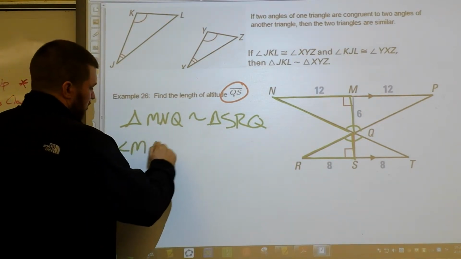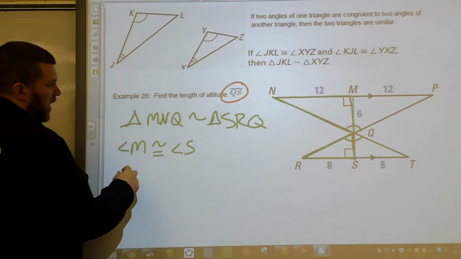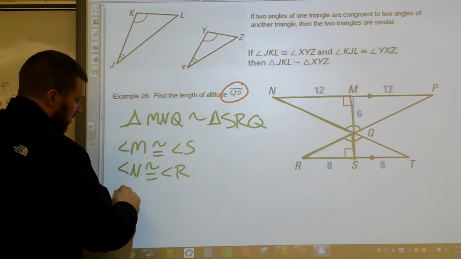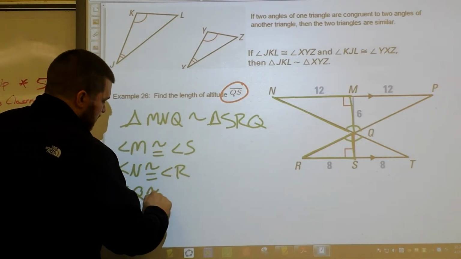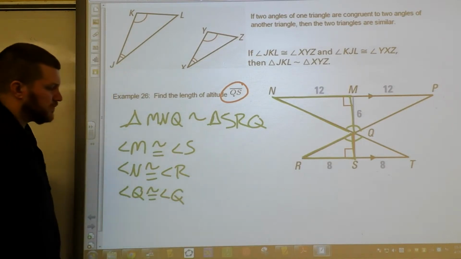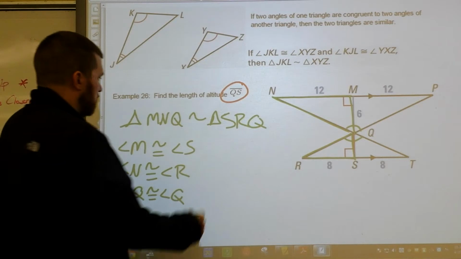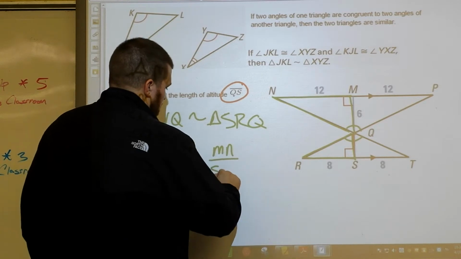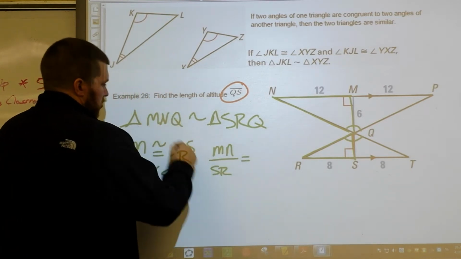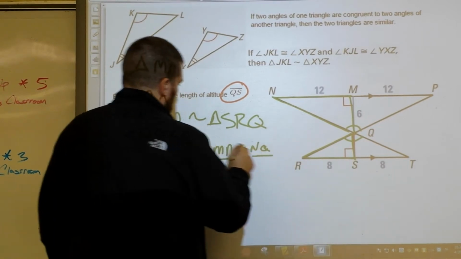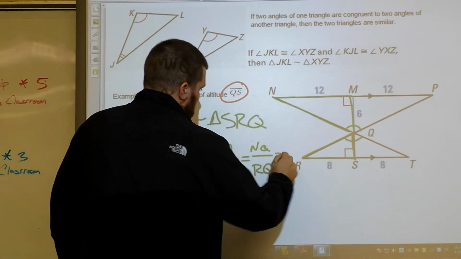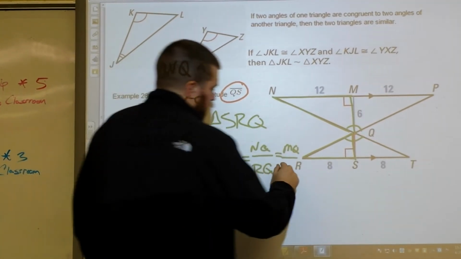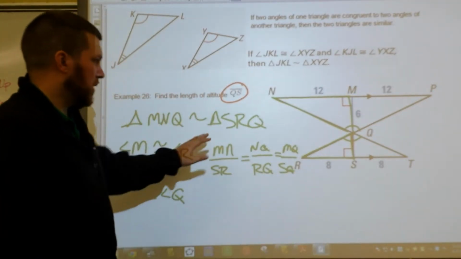So angle M is congruent to angle S. Angle N is congruent to angle R. And then angle Q is obviously congruent to angle Q. We also know that corresponding sides are proportional, so MN over SR is equal to NQ over RQ, which is equal to MQ over SQ. All right, so I wrote my similarity statement.